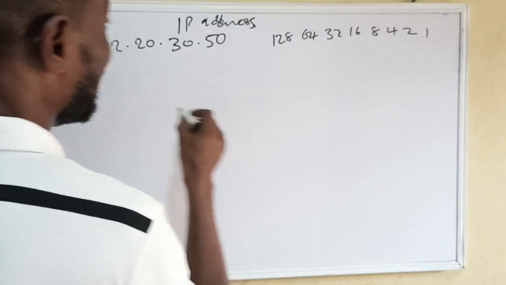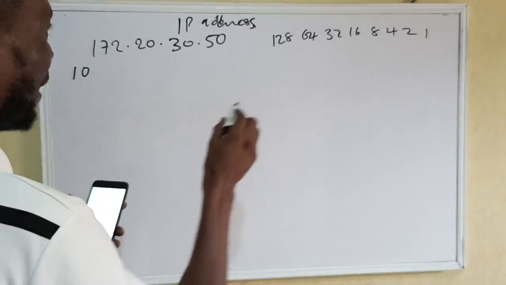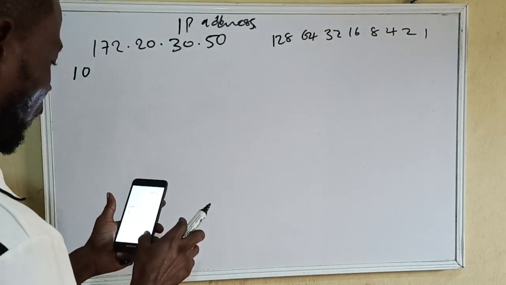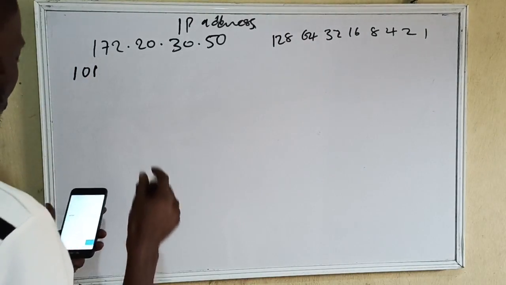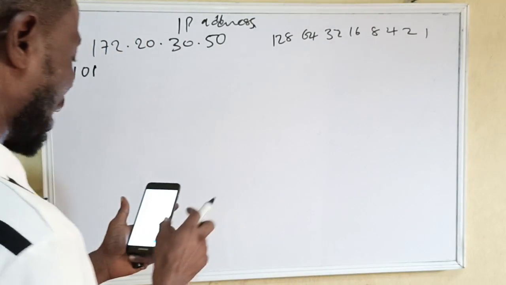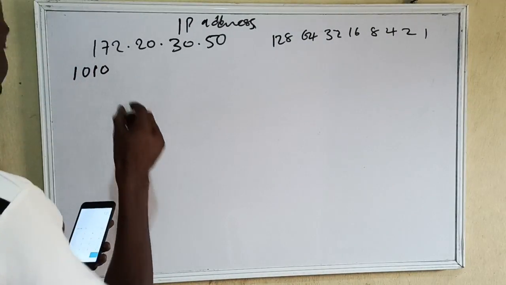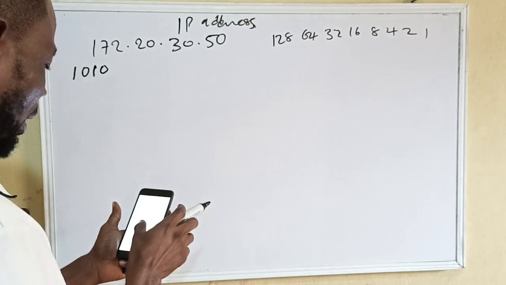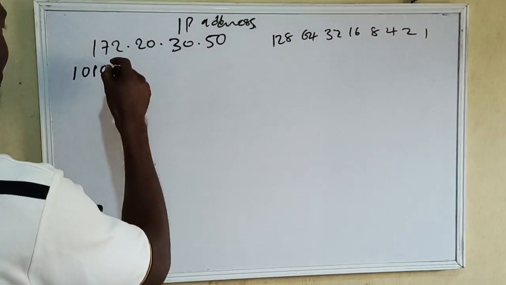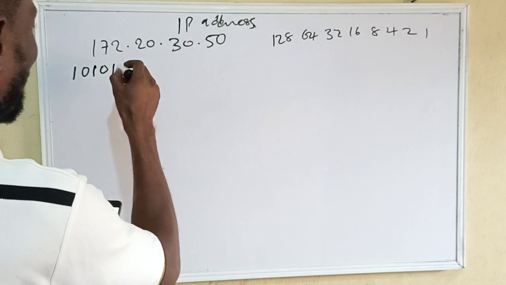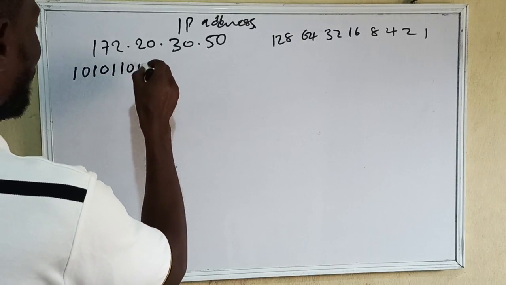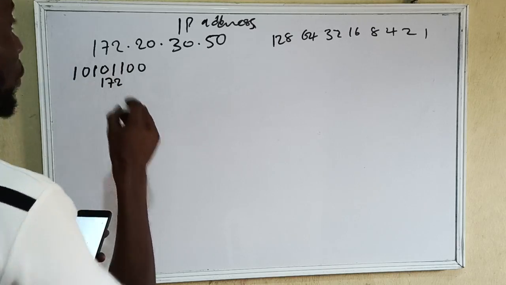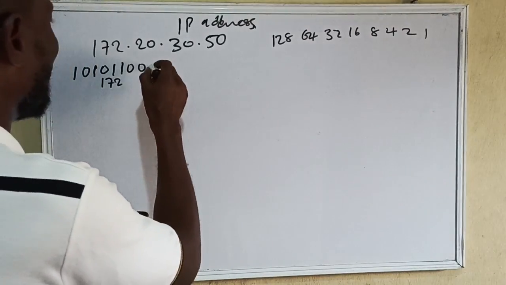Can 44 minus 64? No. Can 44 minus 32? Yes. Minus 32, which is 1 here. Remainder 12. Can 12 minus 16? No, put 0. Can 12 minus 8? Yes. Minus 8, remainder 4. Here, can 4 minus 4? Yes. Nothing is left. So this is 172. Now let's get to 20.